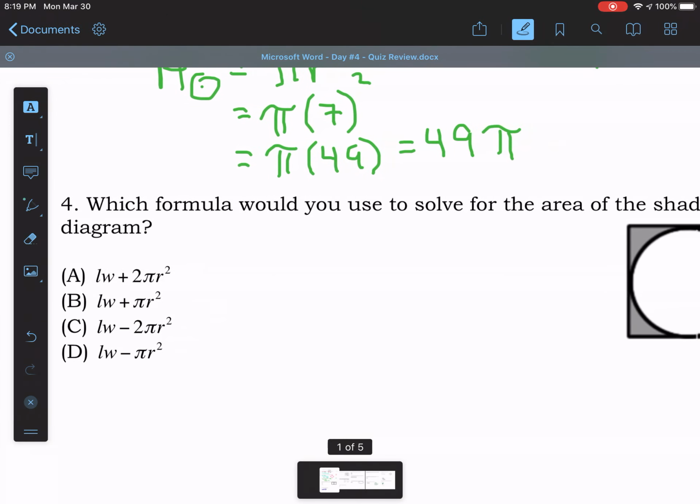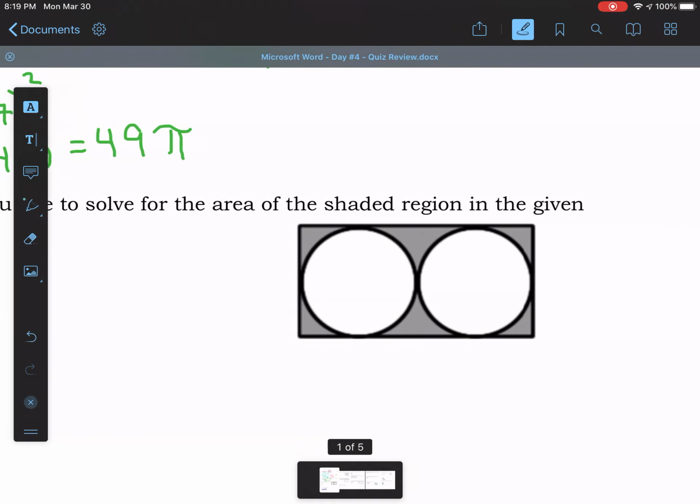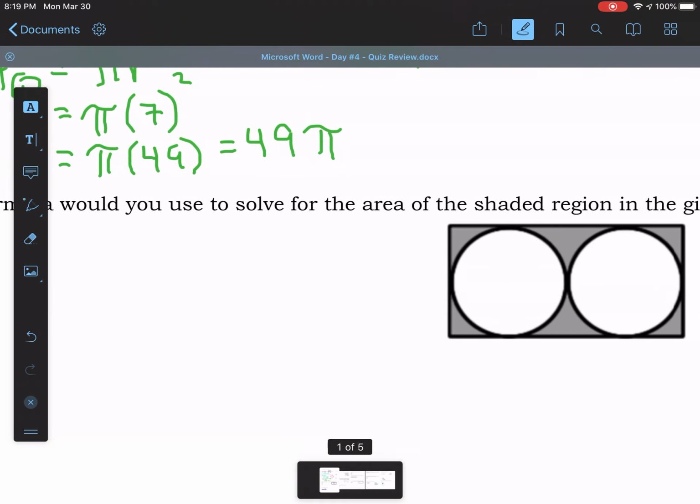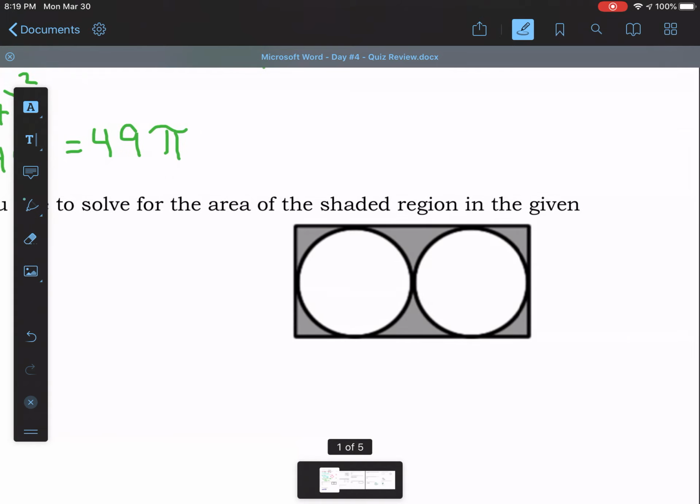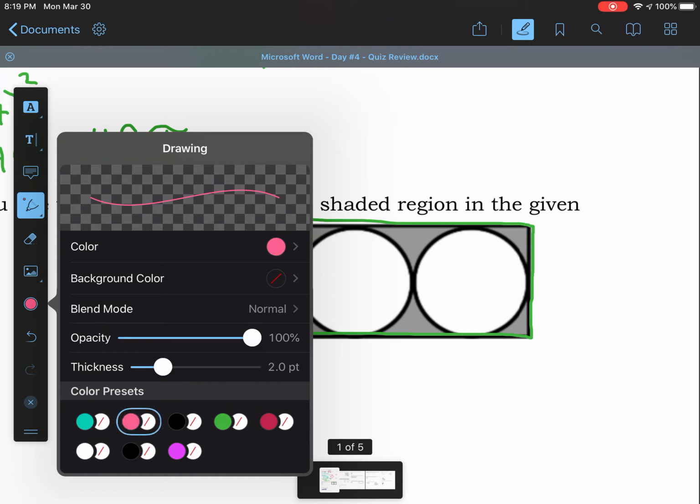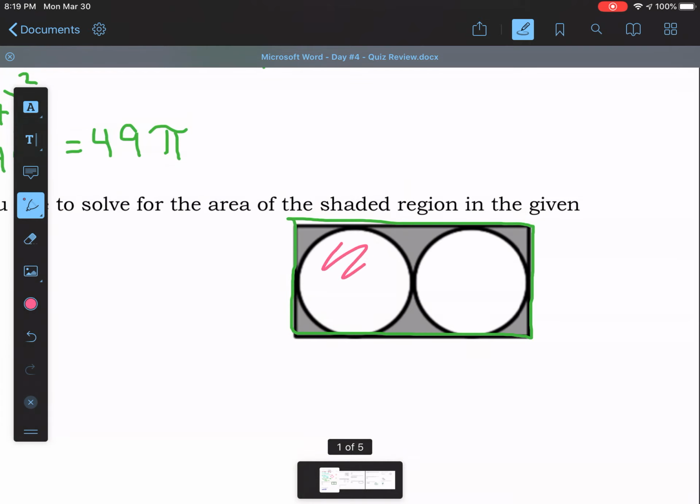Okay, looking at number 4, which formula would you use to solve for the area of the shaded region in the given diagram? So when we're given problems like this and we want to solve for the shaded region, the first thing you want to do is get the area of the entire thing, in this case being the rectangle, and you want to subtract off the parts that you don't want. So we don't want the 2 circles, so we're going to subtract the area of that off, okay?